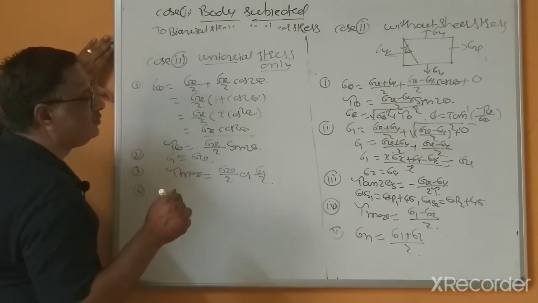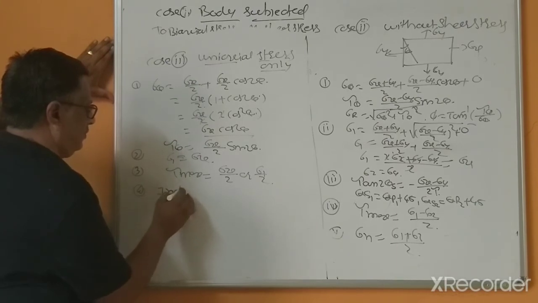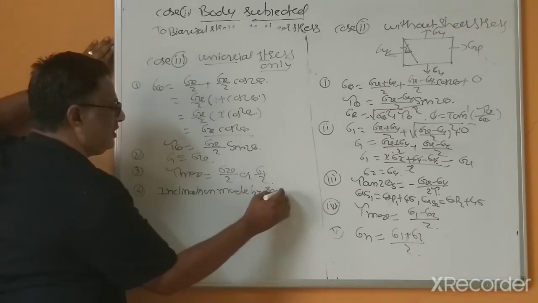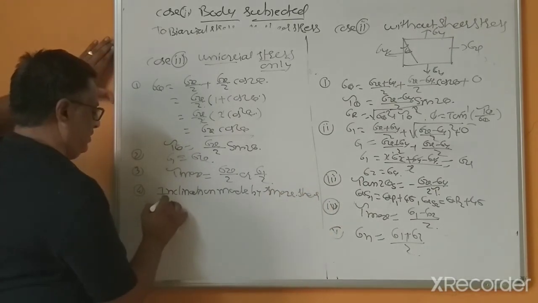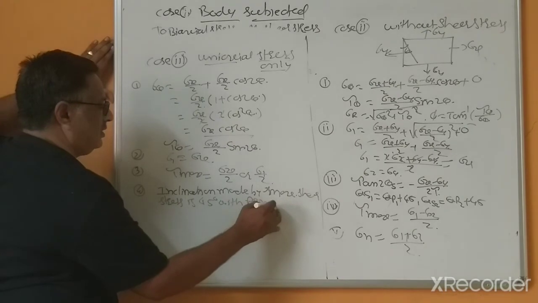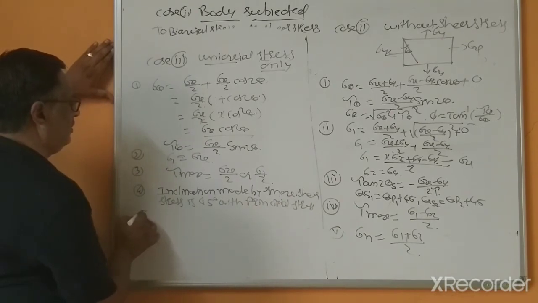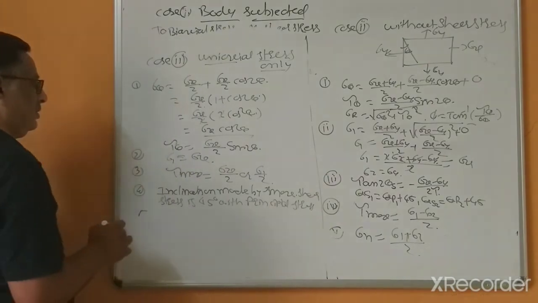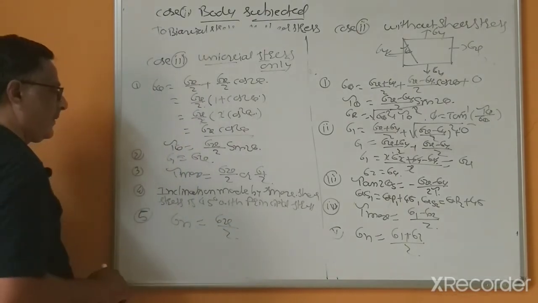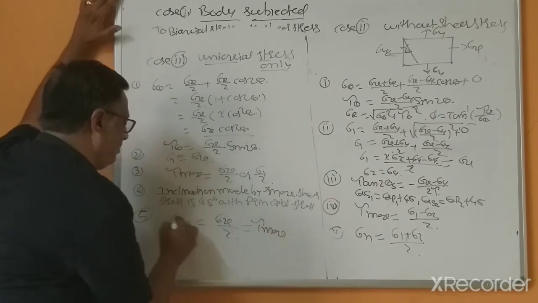Directions. The inclination made by the maximum shear stress is 45 degrees with the principal stress, and this is the fifth bit: sigma n equals, so that's why sigma n equals tau max.